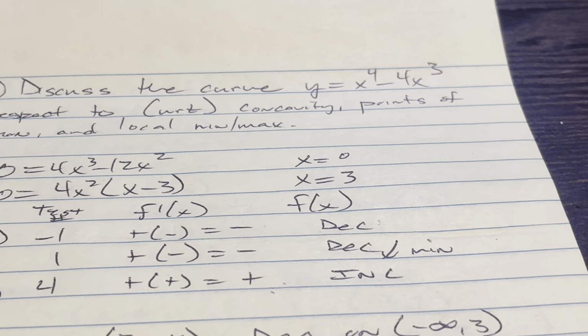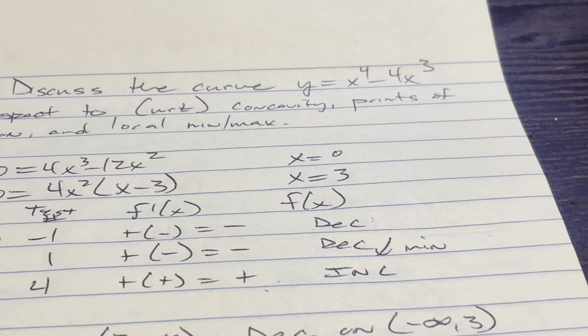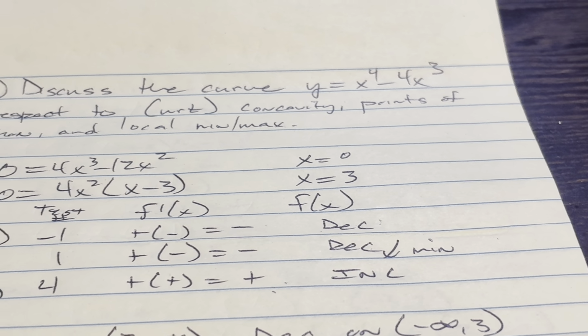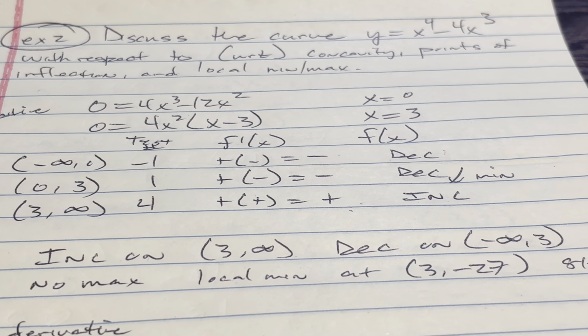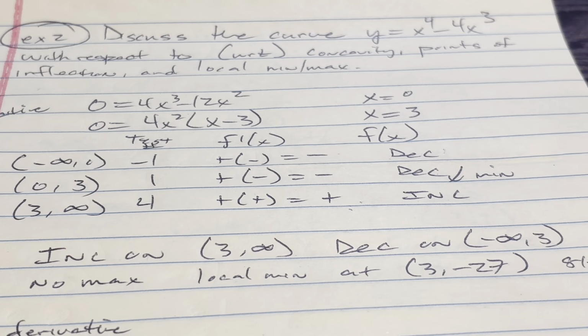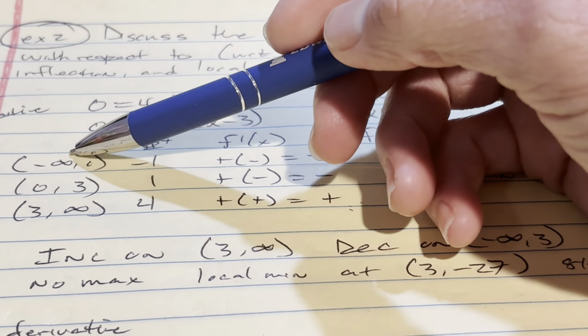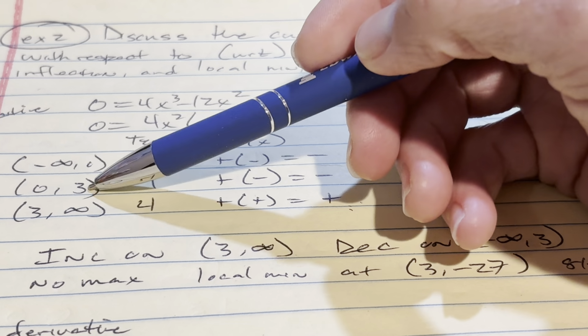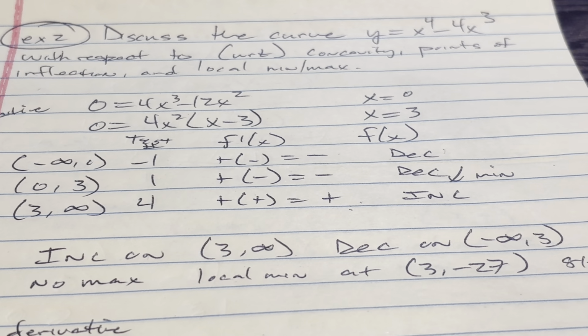All right, so I only have a min here. I have no local max. First off, it's increasing on 3 to infinity, and it's decreasing on negative infinity to 3. I don't have to write negative infinity to 0 union 0 to 3. I can just say it's decreasing on negative infinity to 3, because there's nothing at 0. There's no asymptote there where it's not allowed.